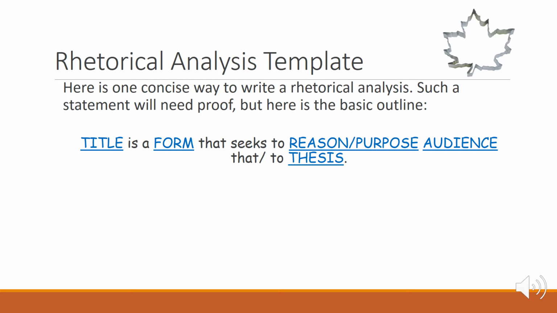So now that you know all of the different parts of the rhetorical situation, you're probably wondering, well, how do I talk about this without going on and on? Here's a simple template. And again, as we've discussed in class, you can tweak this to meet your needs. But if you want to express your rhetorical analysis, you can simply say, title of the article or text is a whatever form you've determined it takes that seeks to whatever reason or purpose you figured out it wants, whatever audience you determine it's aimed toward, that or two, whatever the thesis of the text is.